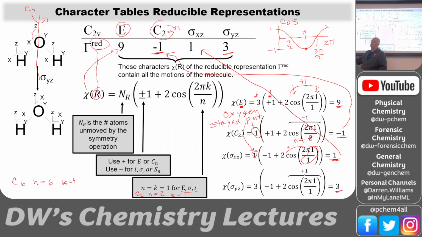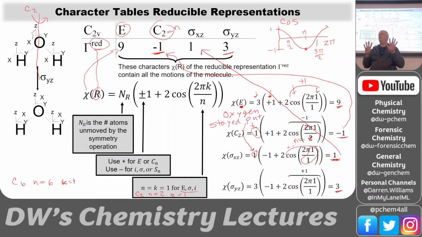So I throw the hydrogens away, and I just look at the oxygen. Look at the top one first. Look at all the atoms and all the coordinate systems. Okay, if I do an E on that, how many individual axes remain the same? So like X, Y, Z on all 3 atoms. There were nine axes, and none of them changed. So the character under E is 9.